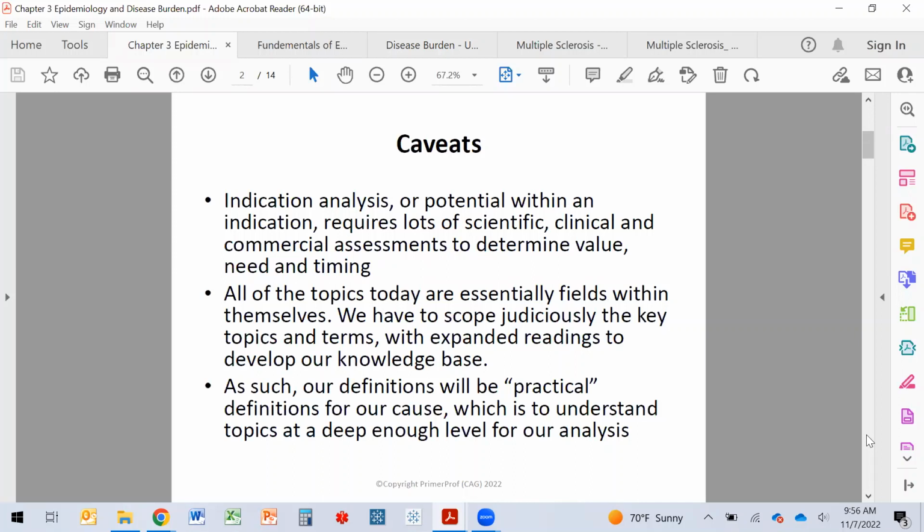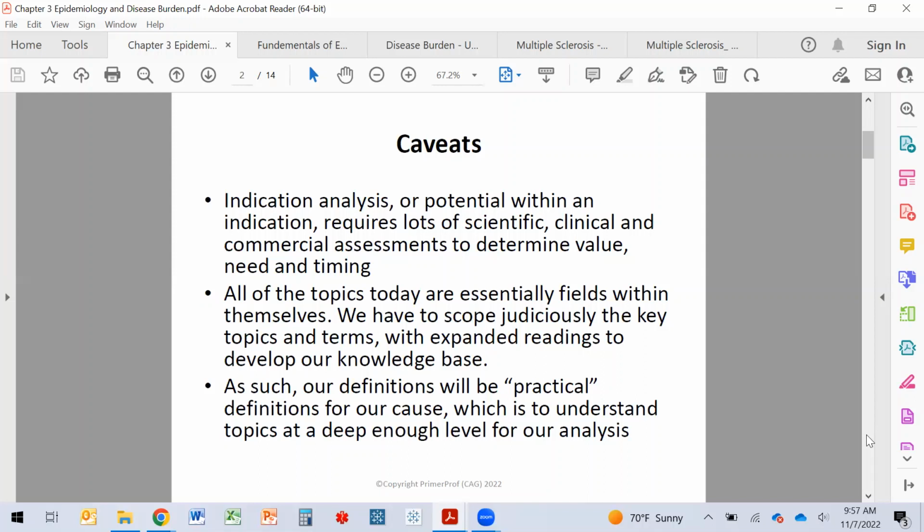Indication analysis or potential of an asset within an indication requires a lot of scientific, clinical, and commercial assessments to determine the value, the need, and the timing. All of the topics today and probably in the future lectures are essentially fields within themselves. So we have to scope judiciously as to the key topics and terms, and I'll give you expanded readings to develop your knowledge base.